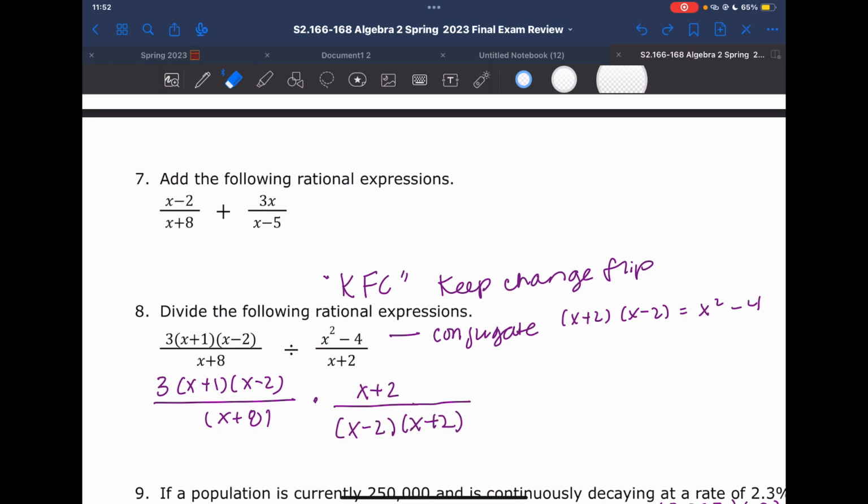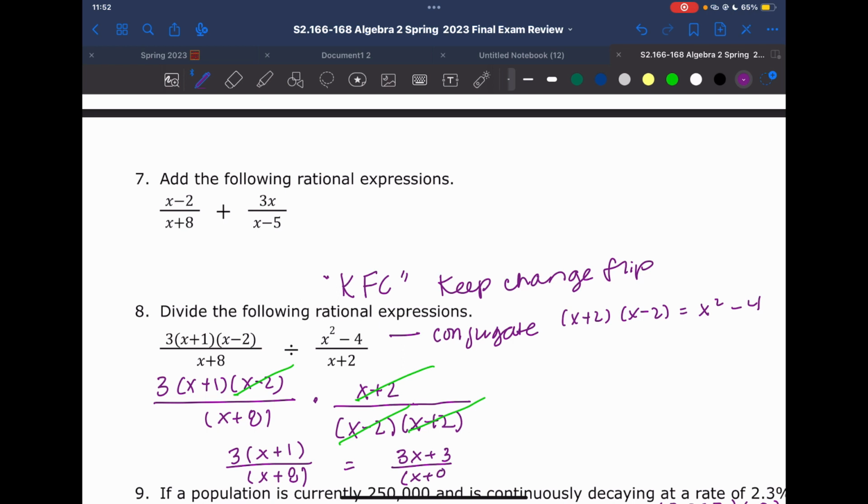So then I have x plus 2 divided by x minus 2, x plus 2, and then we're going to start to cancel. So it's going to be x minus 2 for x minus 2, x plus 2 for x plus 2. So our answer will be 3 times x plus 1 over x plus 8. Or if we distribute that, 3x plus 3 over x plus 8. Again, these are the same answer.